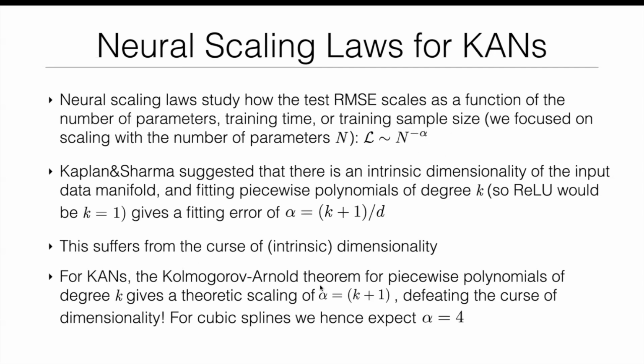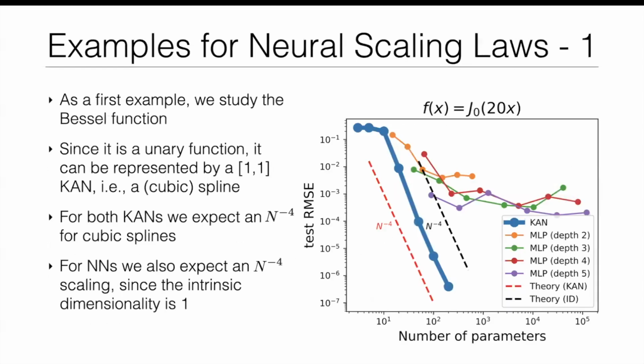If you compare this to KANs, if we have a piecewise polynomial of degree k, theoretically we get a scaling where alpha just goes with k plus 1, and d does not enter in our case. So the intrinsic dimensionality of your data doesn't matter. You always get a k plus 1 scaling. On theoretical grounds, and we explain this in the paper, you would expect this scaling, and it has a huge advantage over this scaling because it does not suffer from the curse of dimensionality. So if you use cubic splines, this k is 3, so we expect alpha to be 4.